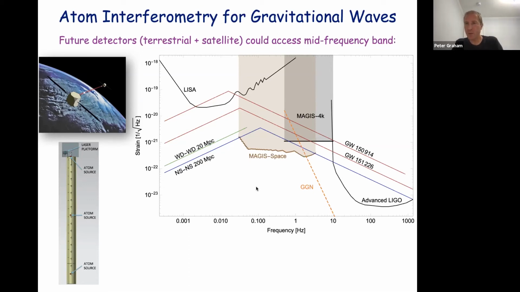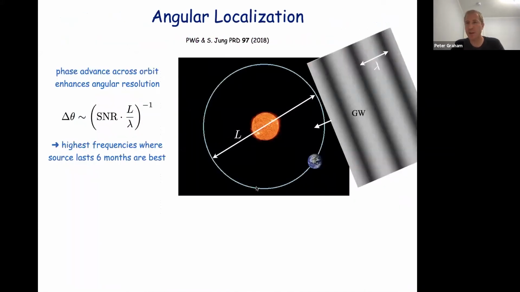Now, what do you get by looking at these sources? What do you learn? Let me point out just one thing, which is an important one. Here's your gravitational wave. These are the phase fronts of the gravitational wave coming into the solar system, and your detector is on the Earth here as it goes around the sun. An interesting thing happens. One thing we'd really like is to be able to localize these gravitational wave sources in the sky. We want to see where they're coming from. Well, this mid-frequency band gives you a huge boost to your ability to do that.